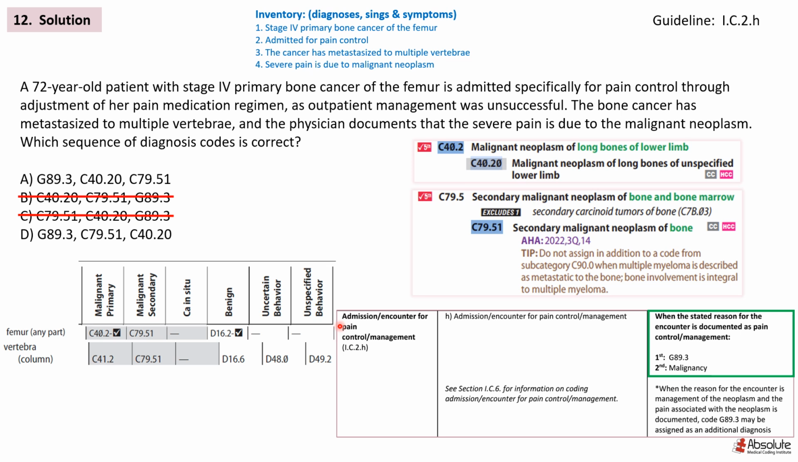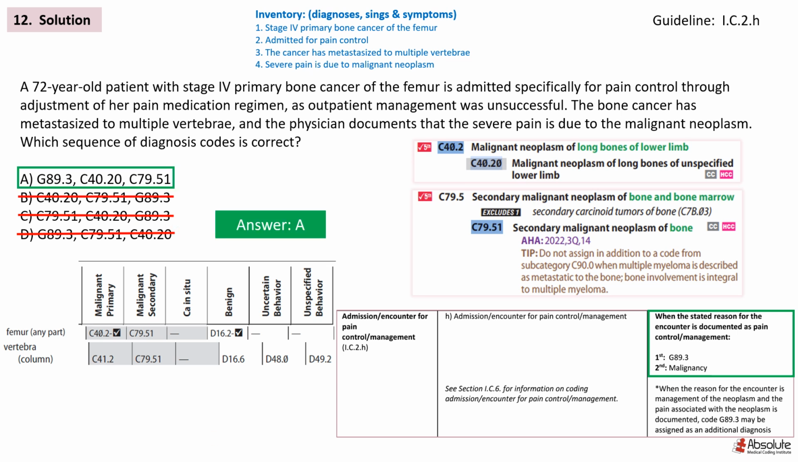And so you may be wondering, well, which one do we sequence first? Just based off of this encounter and the information that we have here, it doesn't specify if the pain is related to the primary, the secondary, if she's there for back pain or leg pain or anything like that. So I just went with putting the primary first and then the secondary second for this scenario. So I chose A over D, because this is listing the primary malignancy after our neoplasm related pain. It has the primary and then it has the secondary.